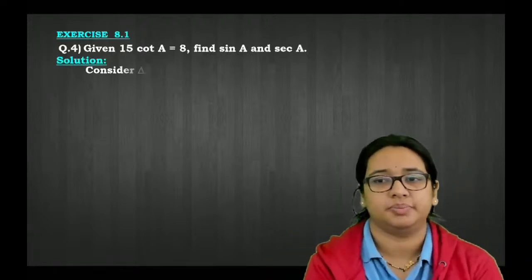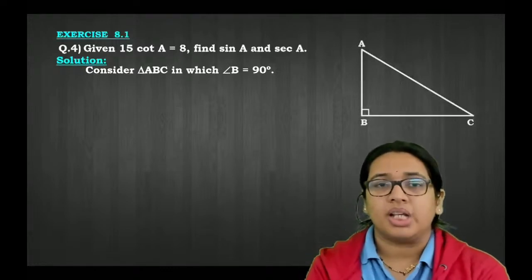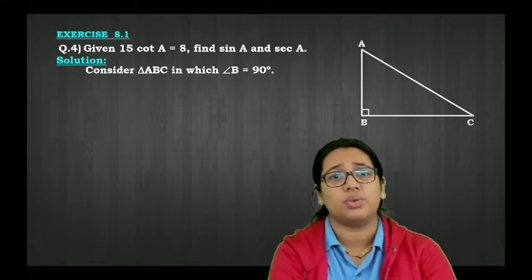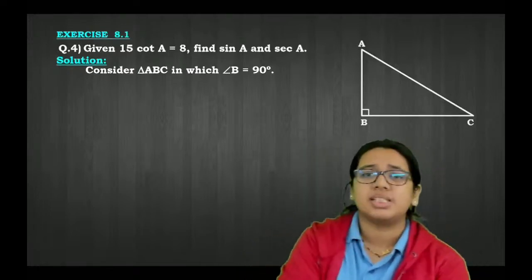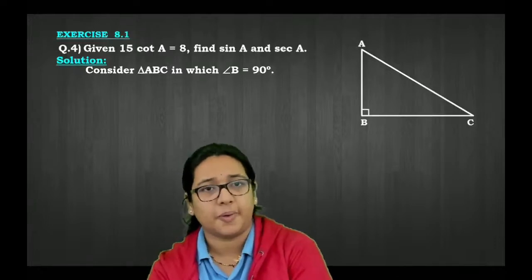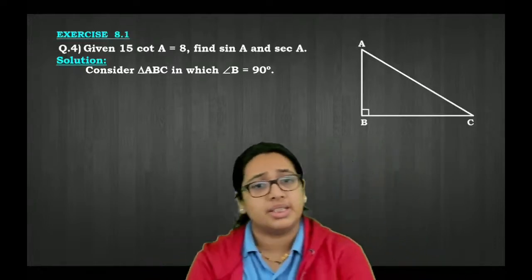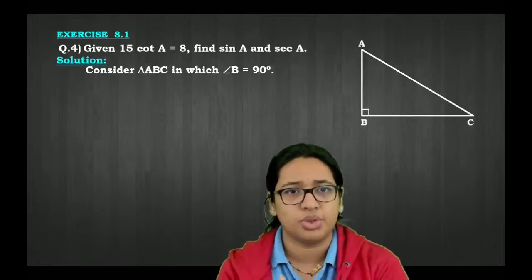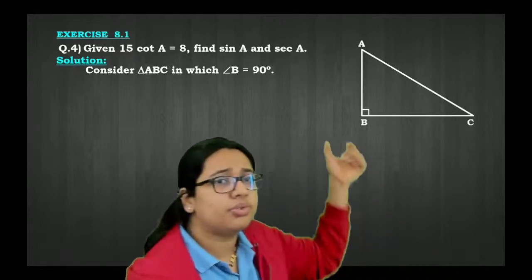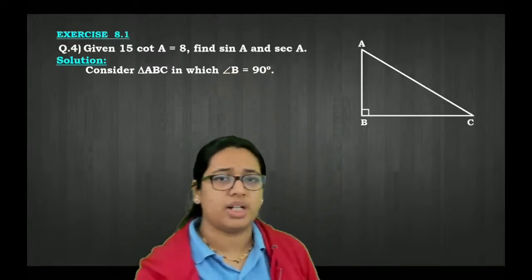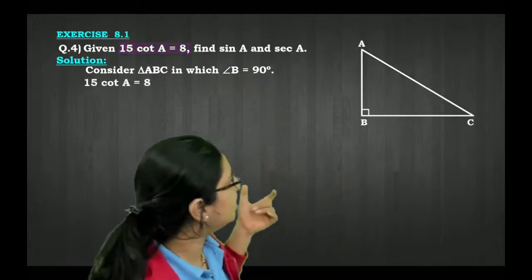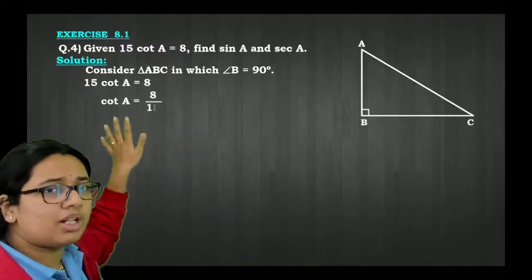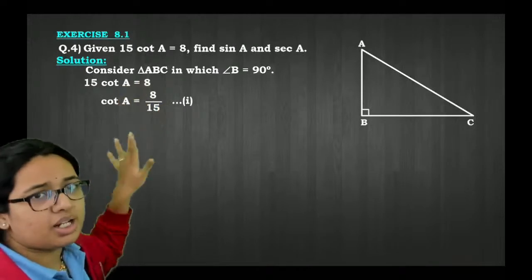Here it is. Given that 15 times cot A is equal to 8, then find sin A and sec A. Can you do it? See, in the previous one you were given only the value of sec theta, based on that we did all this. But now you only have 15 times cot A is equal to 8. So just using this, if 15 times cot A is 8, then what will be the value of cot A? It is nothing but 8 upon 15.